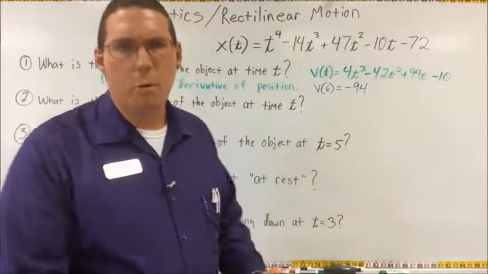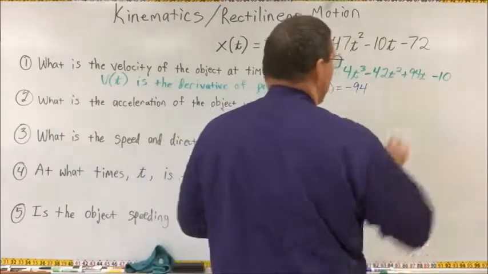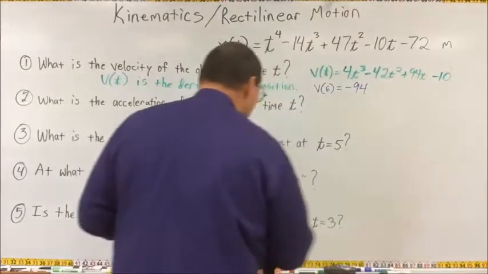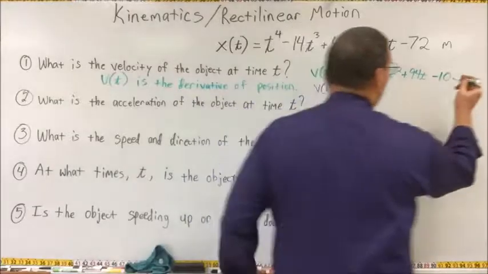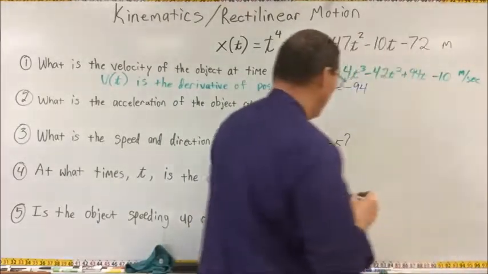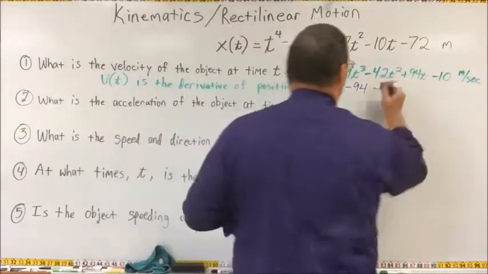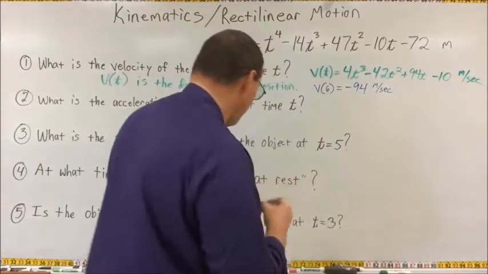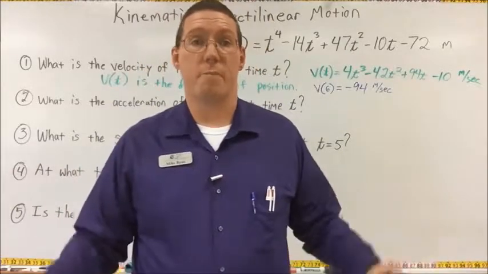So the velocity of the object at time 6 is negative 94. And we would probably have units on here. Let's say we were told that this was in meters. And the time variable, let's say, is seconds, well, then velocity would be in meters per second. Okay? And so then this velocity would be negative 94 meters per second. So the velocity, very simply, is just the derivative of position.